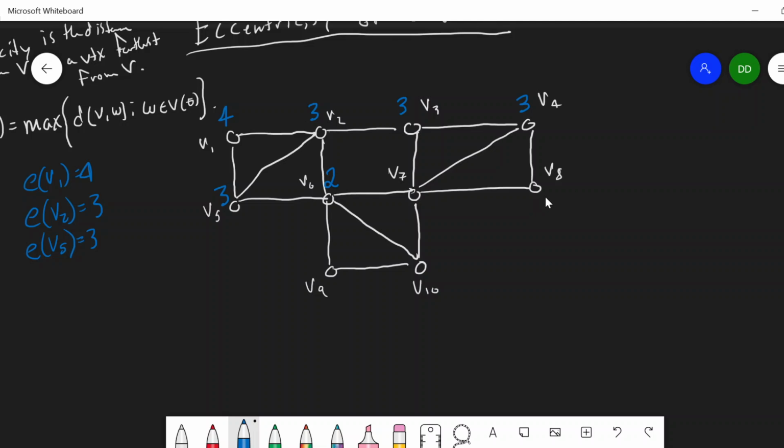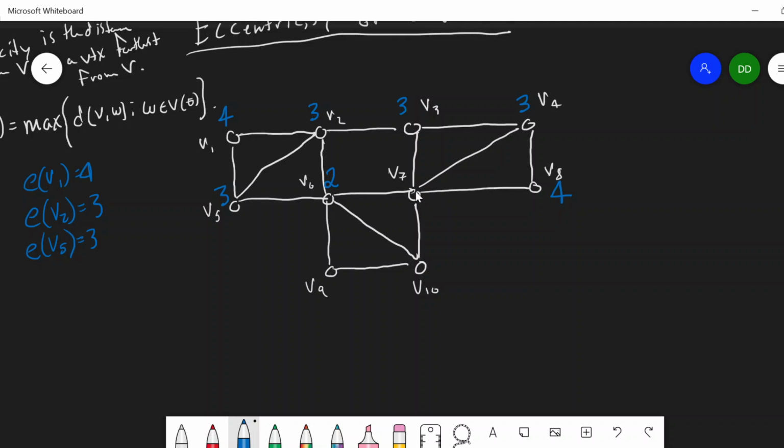So from V8, we already know that from V8 to V1, these are furthest from each other. This one's also 4. And we do have to check there's no other vertex that's further than U1, but we can check that, right? 1, 2, 3, 1, 2, 3. Yep, the furthest one is length 4.